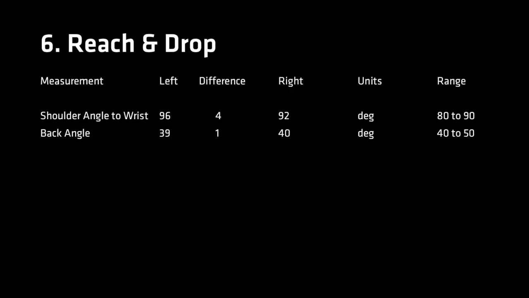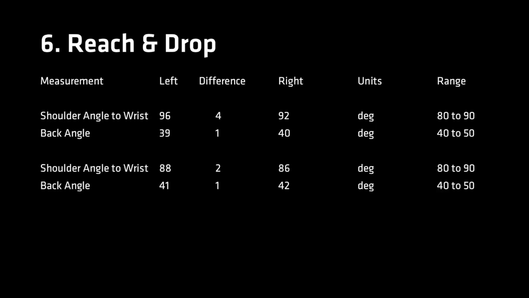Looking at the numbers here, this rider appears to be reaching a little too far because the values are more open at the shoulder than 90 degrees. And possibly a little too low. To reduce the reach, the fitter shortens the stem and the rider's shoulder angle closes a few degrees. Notice that also increased the back angle in a positive way.